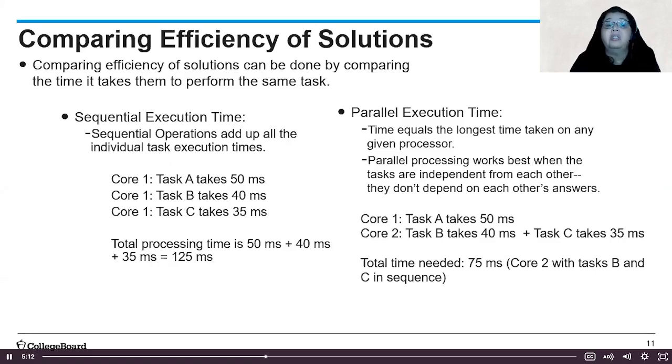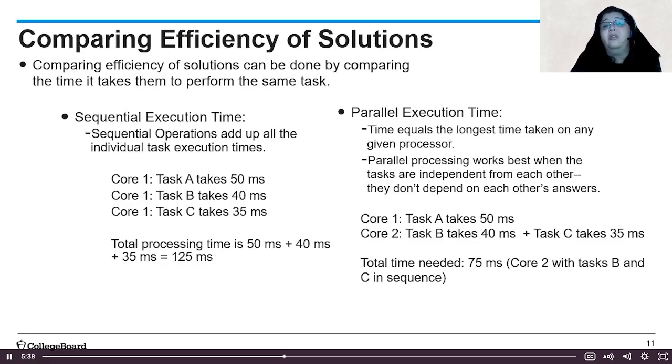So, comparing the efficiency of solutions. If we look to the left here, we've got a sequential execution time model, one at a time. And remember, this might have to be the way it's done because B may depend on something that A's got to give it, so it's going to wait on A. So it may have to be done this way, one at a time. And the sequential execution time here to the left is 125.